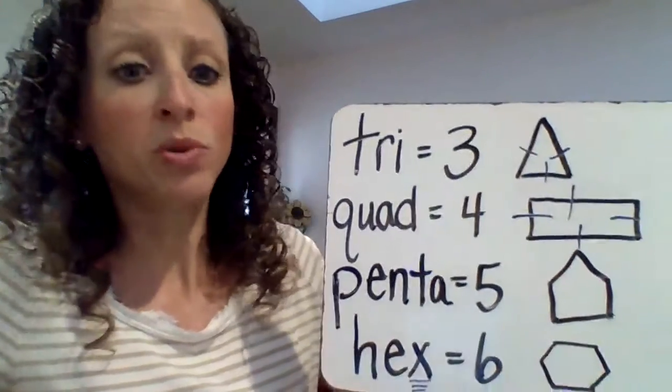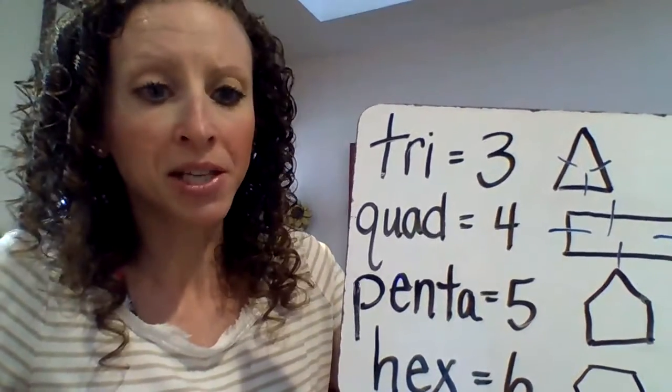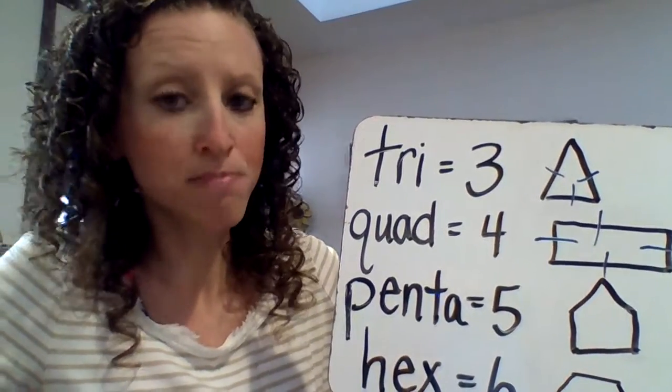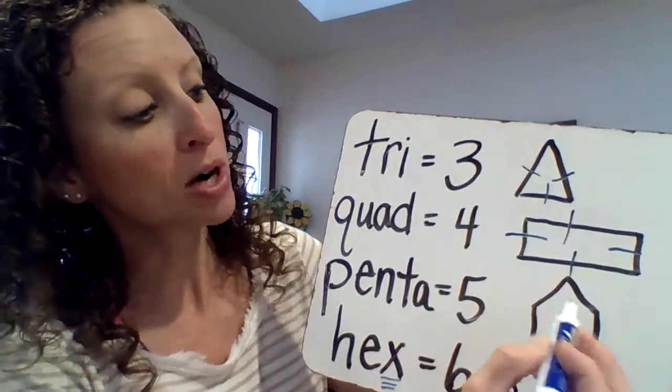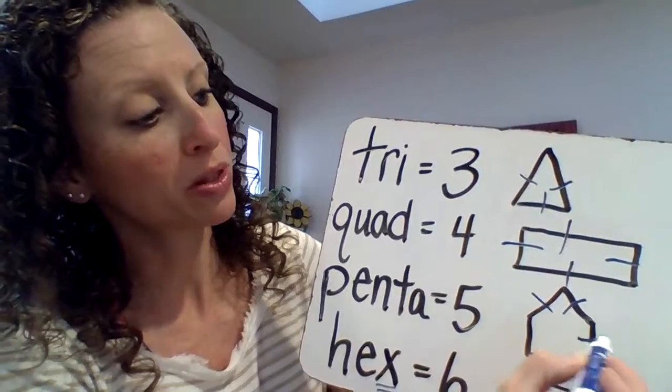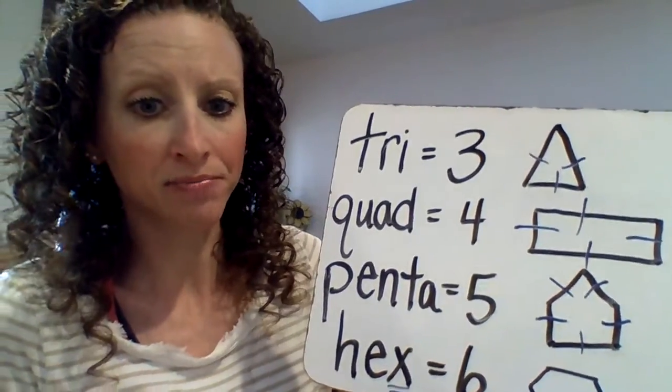Now we have a new one, and this one we talked about just a little bit ago, is a pentagon. Penta means 5. Okay, penta means 5. That's your prefix, 5. So if I mark this, 1, 2, 3, 4, 5. 5 sides on a pentagon.